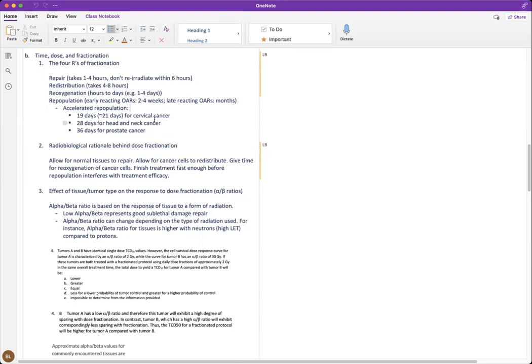Another way to interpret this is that for any treatment that is less than 3 weeks, accelerated repopulation isn't going to be a factor. So when we do SBRT treatments, it doesn't really matter, in my opinion, whether or not they're going every other day. You even see sometimes for break-even spacings out by 1 week, because all of that's within such a short time span that accelerated repopulation hasn't begun to happen.